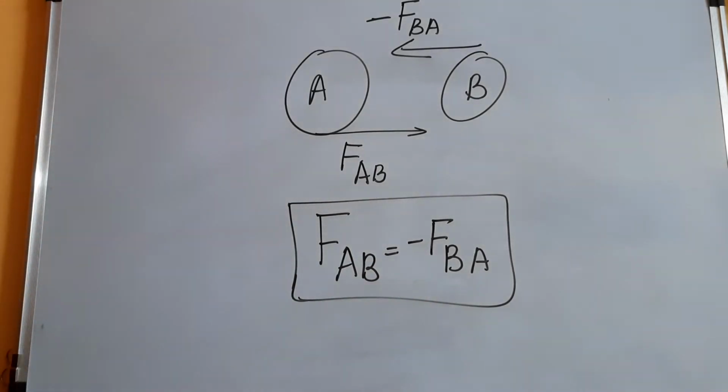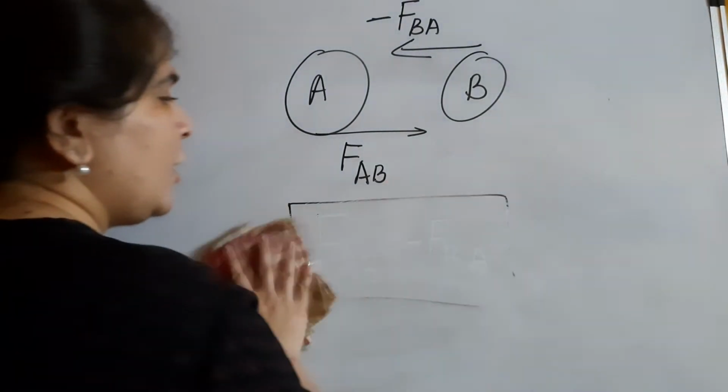Okay, now as we know Newton's third law, that action and reaction are equal and opposite and are acting on two different objects, let us talk about a few examples. Again from your real life, from your daily life, examples we are going to talk about.